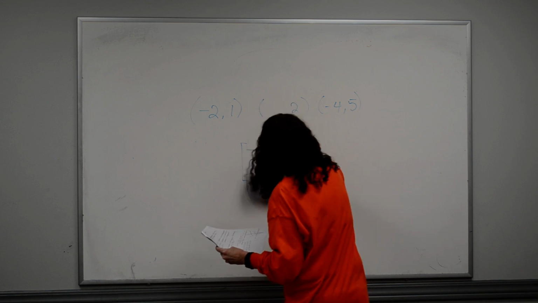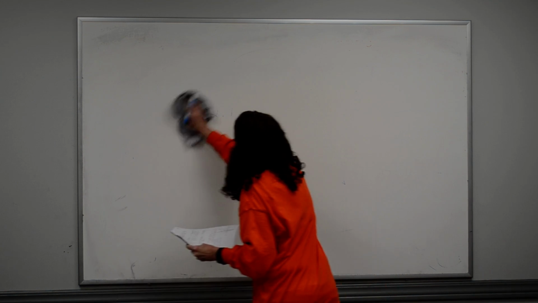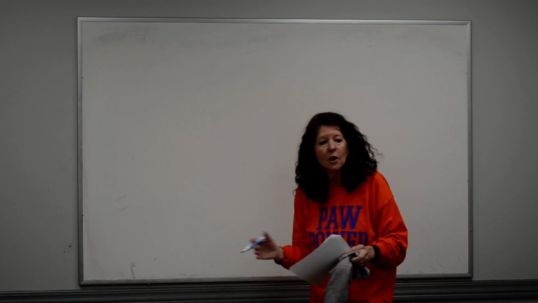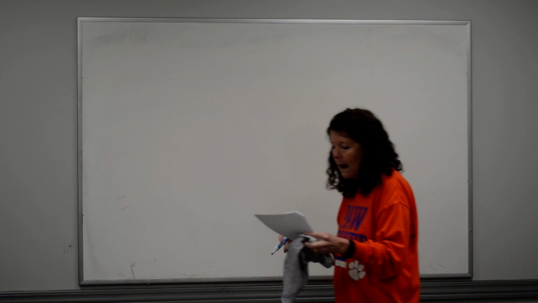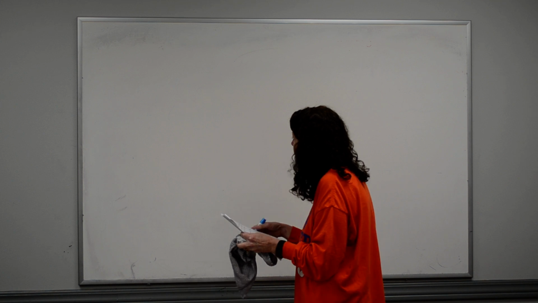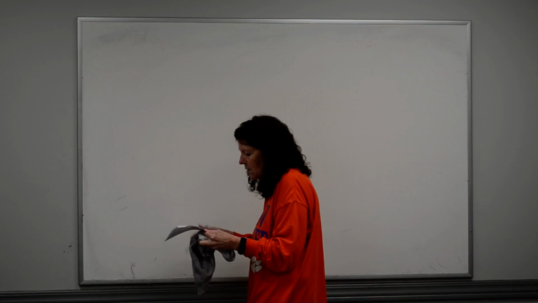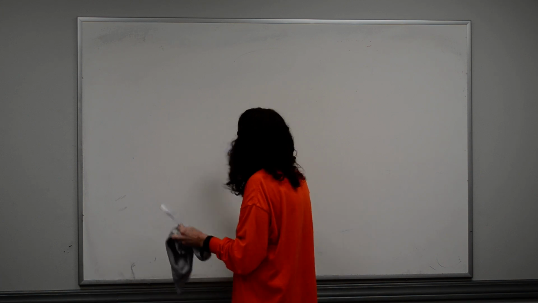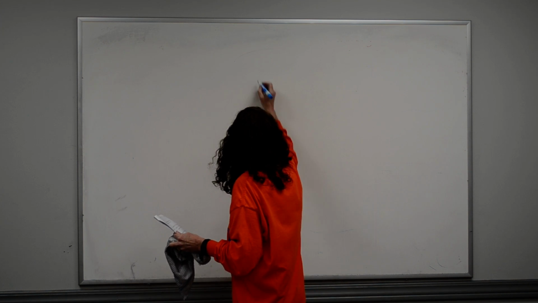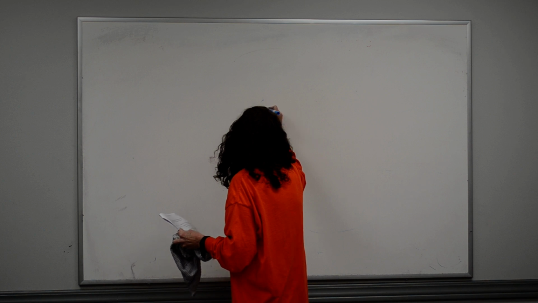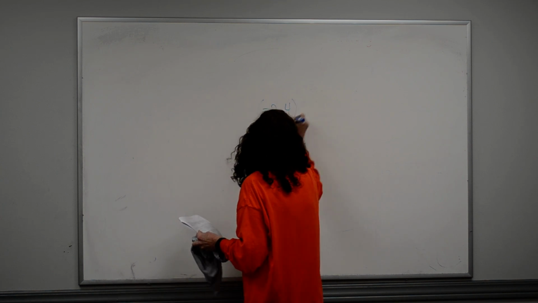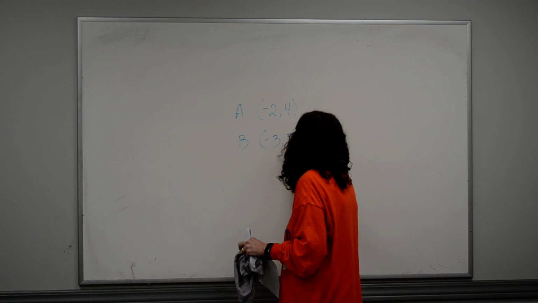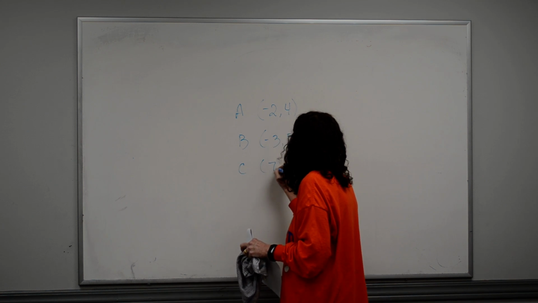Dilations is making something bigger or something smaller. So if it's greater than 1, you're going to be enlarging your graph. If it's less than 1, you're going to reduce it. And if it's equal to 1, they're going to be exactly the same. So, for instance, if I wanted to do -2, 4, let's call that A, -3, 5, and maybe 7, 0.